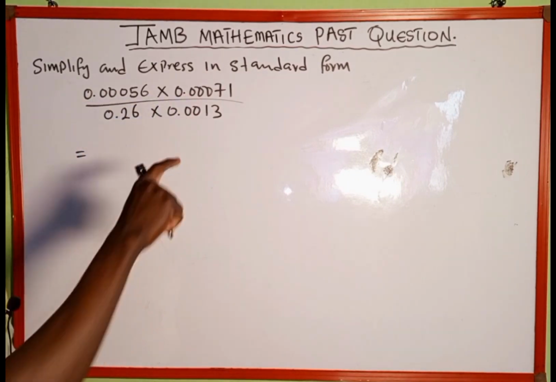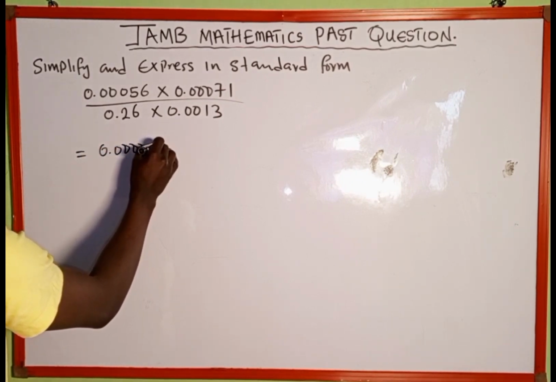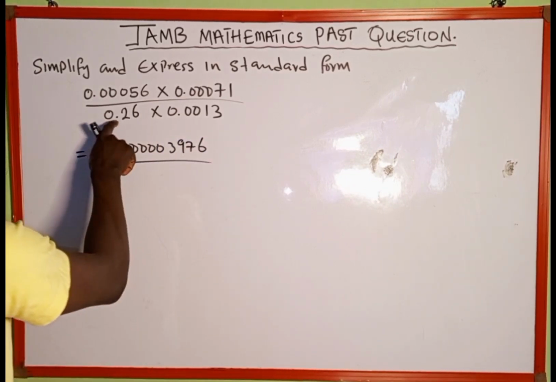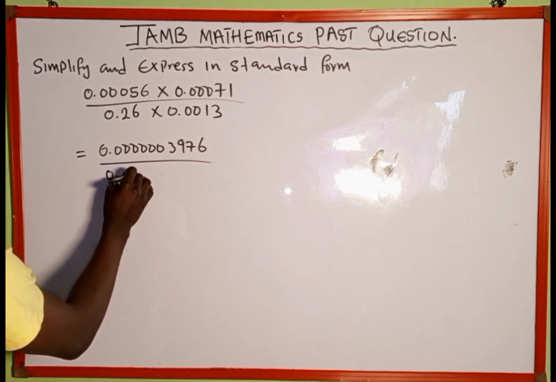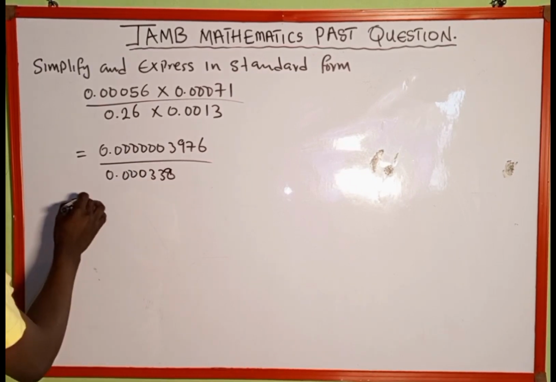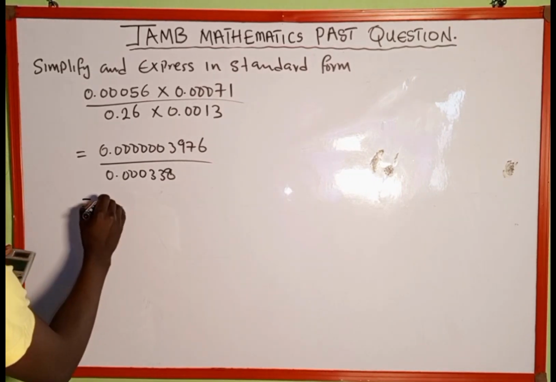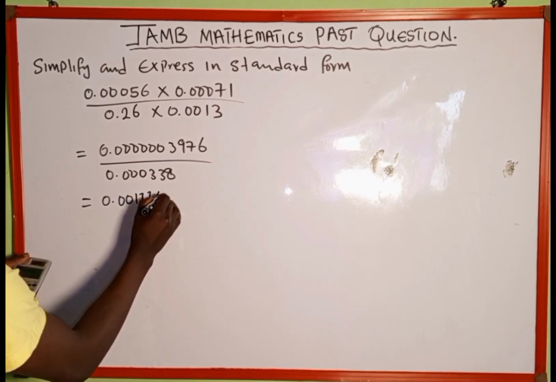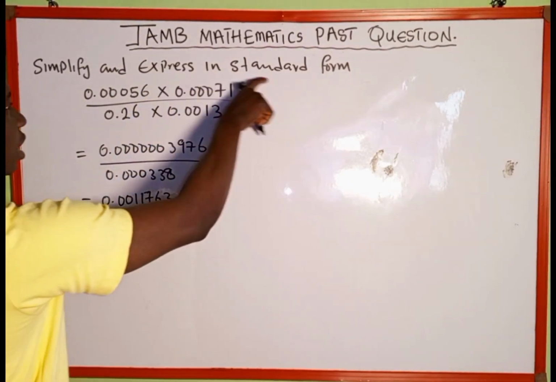0.0056 multiplied by 0.00071 is going to give us 0.000003976. Then divided by 0.26 multiplied by 0.0013, which is 0.000338. Then you just divide. When you divide this by this, remember, calculator is allowed, it's going to give us 0.0011763.